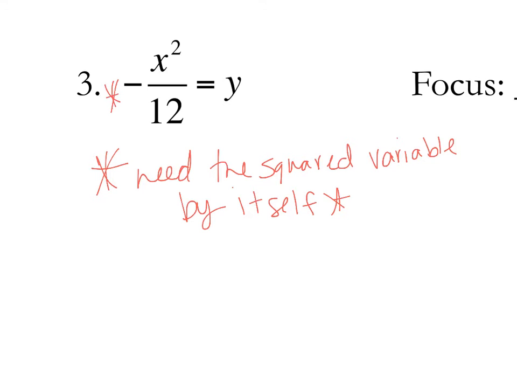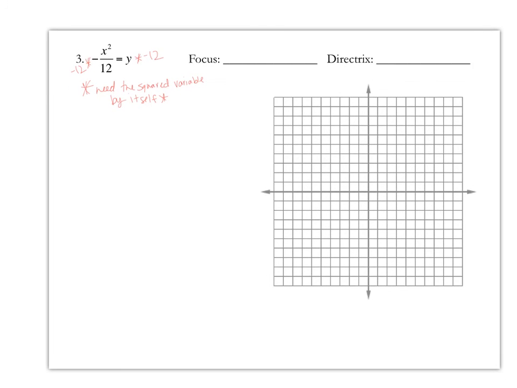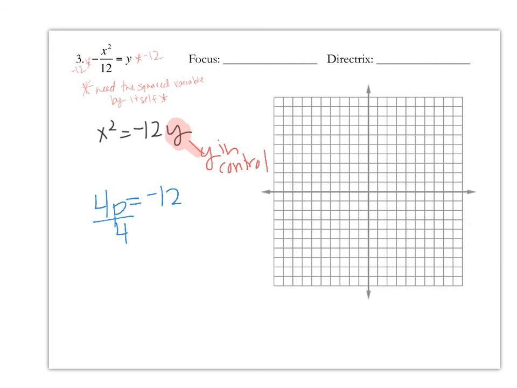So that means I'm going to have to multiply by negative 12 to the other side to solve this one out. So that's going to give me x squared equals negative 12y. Now if I look and see, I know that y is in control here. And I know I can find what p is by doing 4p equals negative 12. And dividing by 4, I get p is equal to negative 3.